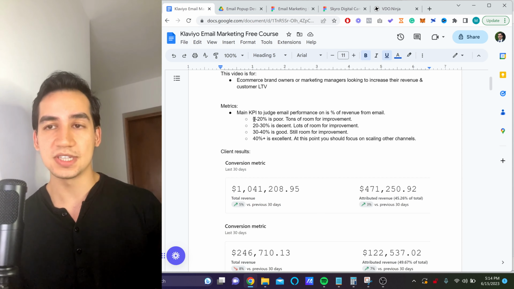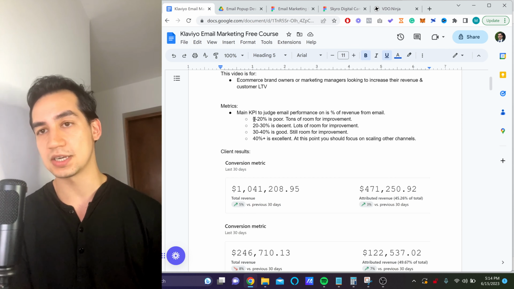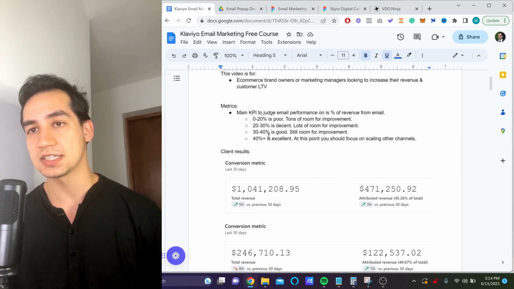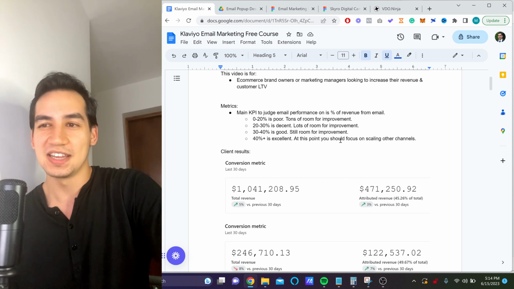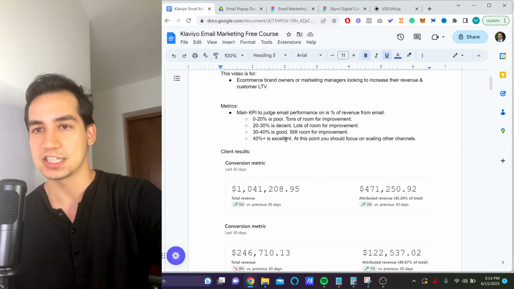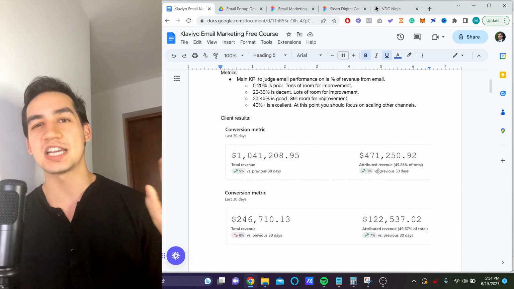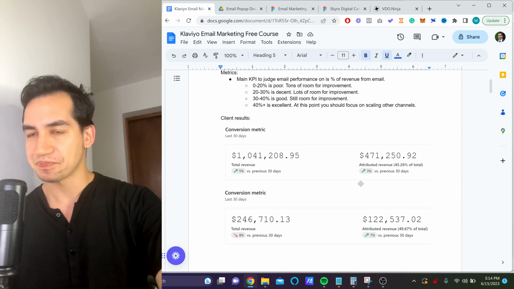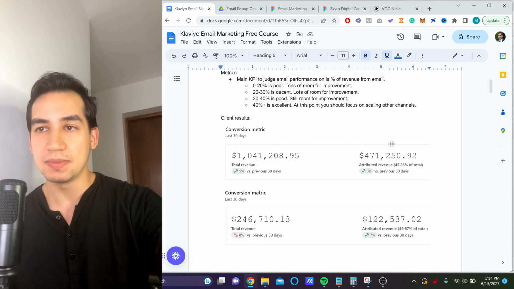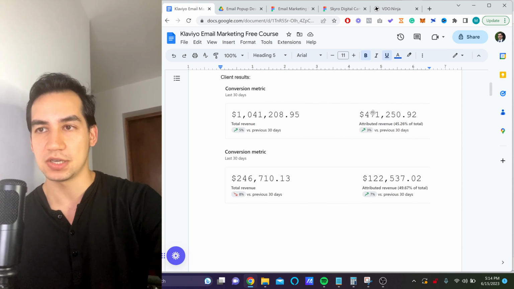Now, of course, you could increase that even further by continuing to grow the list at a faster rate, increasing the list growth rate, etc. Continuing to optimize the current flows and campaigns that you guys are sending out through A/B testing. But generally, at this point, the higher ROI thing to be focusing on is scaling other channels, specifically on the front end of things. All right, so let me give you some client results to show you what a successful result looks like. As you can see right here, 45% of total revenue is coming from email. That basically indicates excellent results. Focus on scaling other channels.